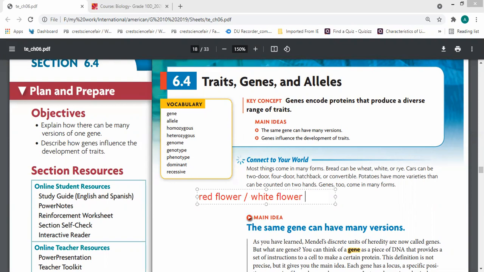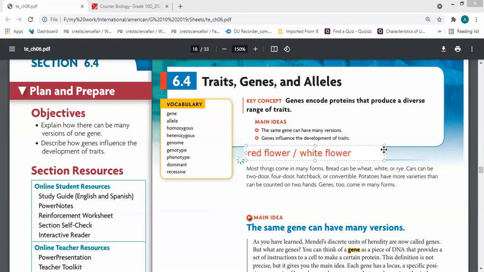Again, we have two pea plants, male and female. They will cross or breed each other. The male has a red flower and the female has a white flower. Firstly, red flower and white flower, are they genotype or phenotype? Genotype.